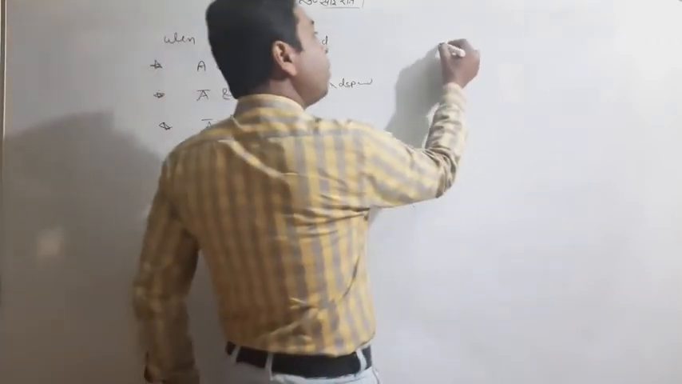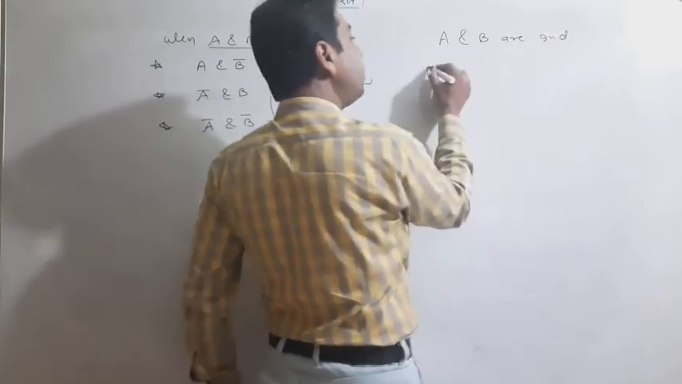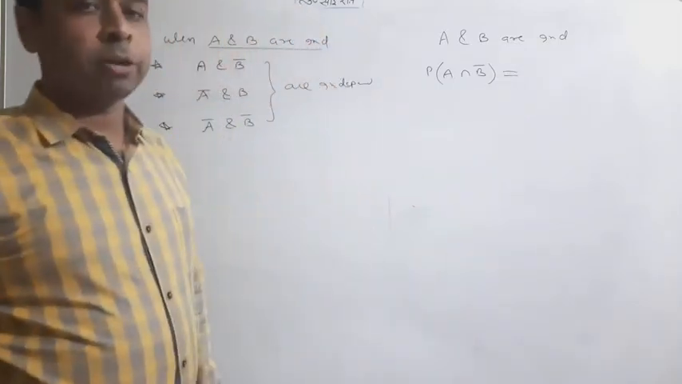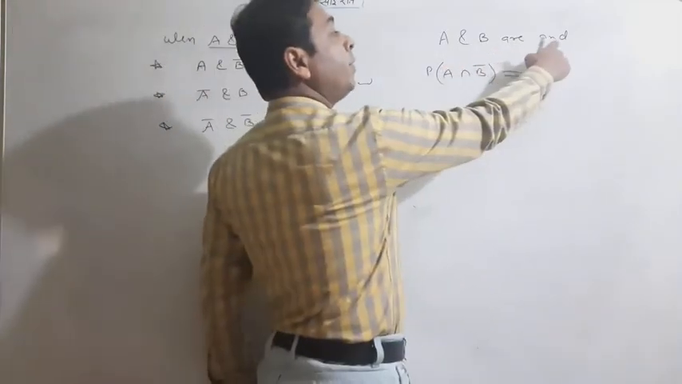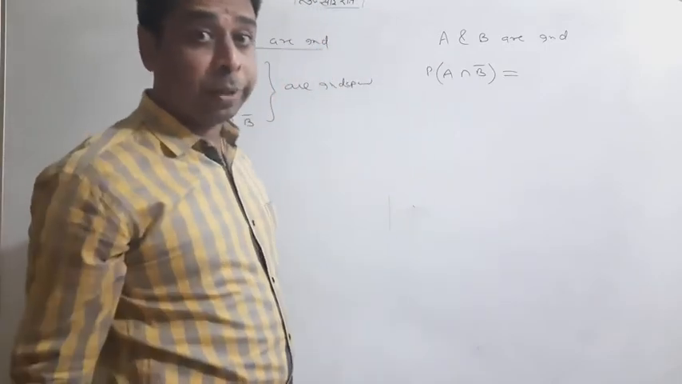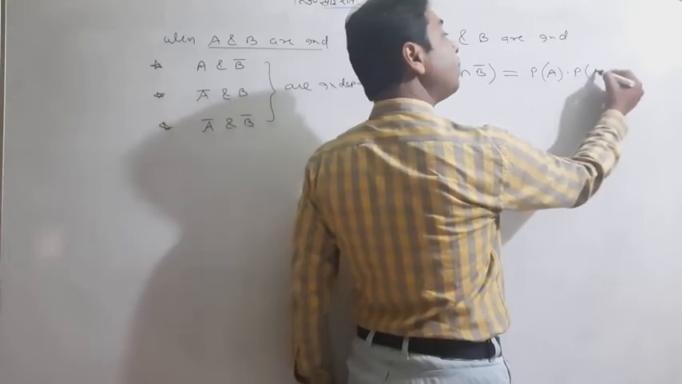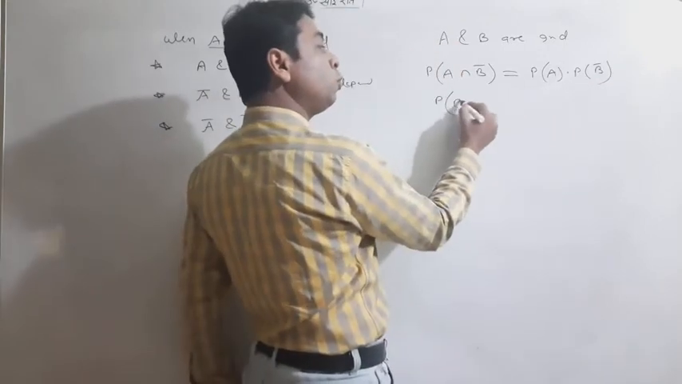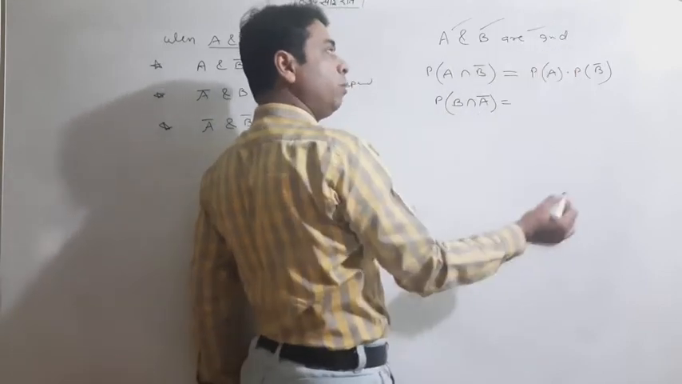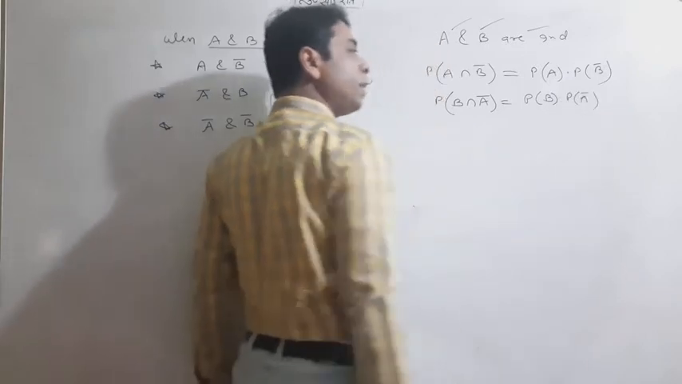If A and B are independent and you are told to find P of A intersection B not, you don't need to worry, because if A and B are independent events, then A and B not are also independent events, and when two events are independent, the intersection will be written as a product. If you are told to find B intersection A not, and A and B are independent, one can write P of B into P of not A. You don't worry about that.